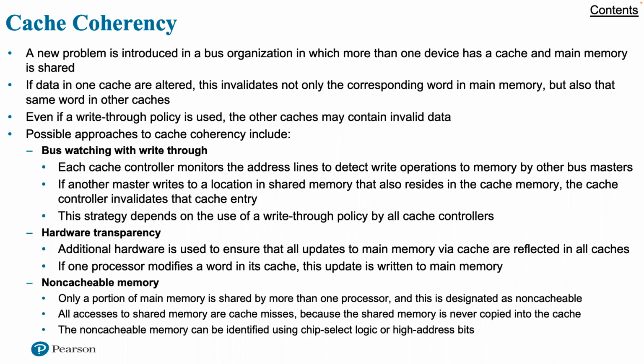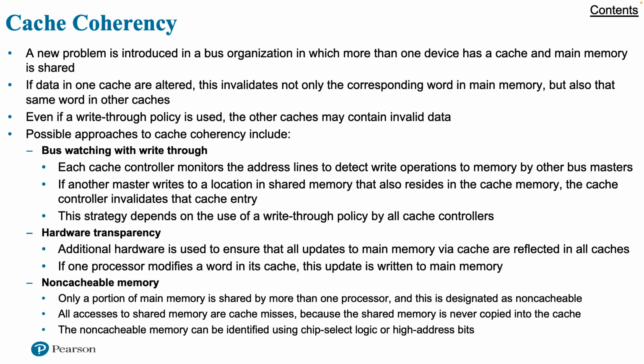In a bus organization in which more than one device, typically a processor, has a cache and a main memory is shared, a new problem is introduced. If data in one cache are altered, this invalidates not only the corresponding word in main memory, but also the same word in other caches, if any of the other caches happen to have that same word. Even if a write-through policy is used, the other caches may contain invalid data. A system that prevents this problem is said to maintain cache coherency. Possible approaches to cache coherency include the following.